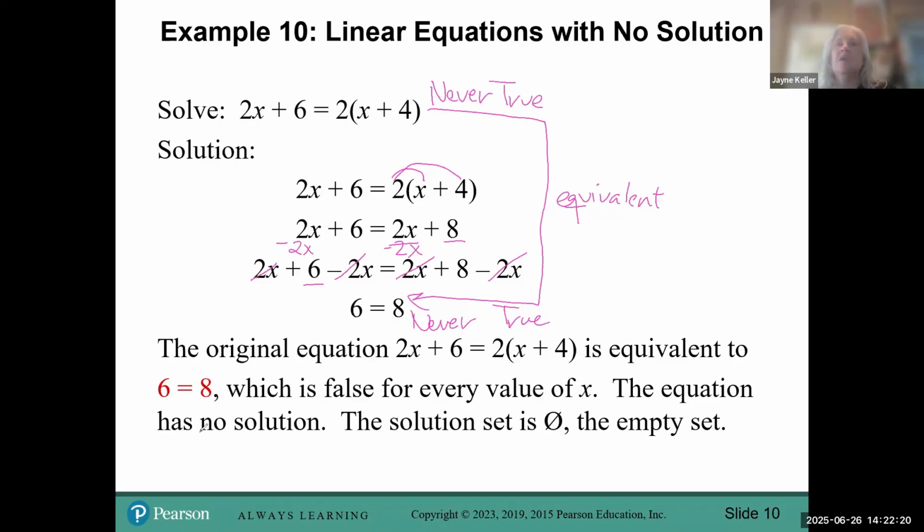And so we sometimes say no solution, or we might write the solution set like this, an empty set of braces, or we have a special symbol for that, which is the 0 with a line through it. We call it the empty set. So these are 3 ways of saying that there's no solution to this equation.